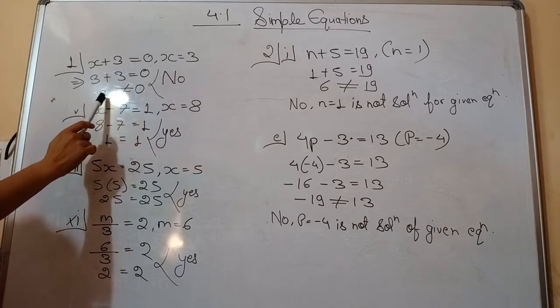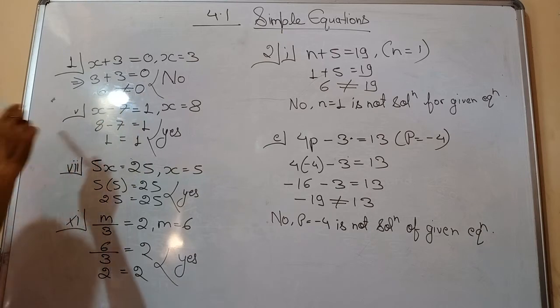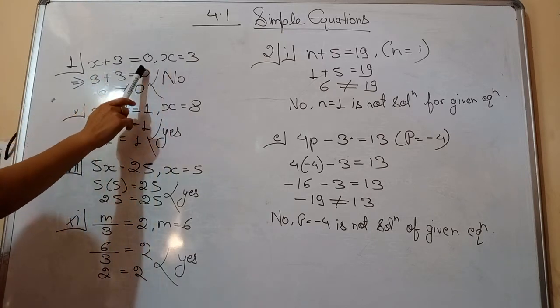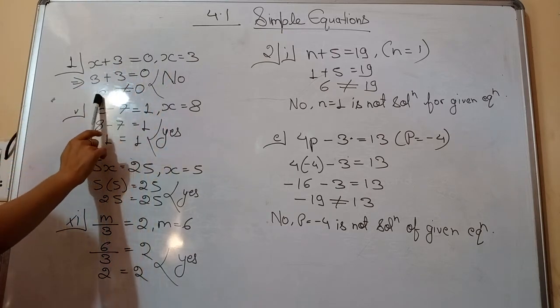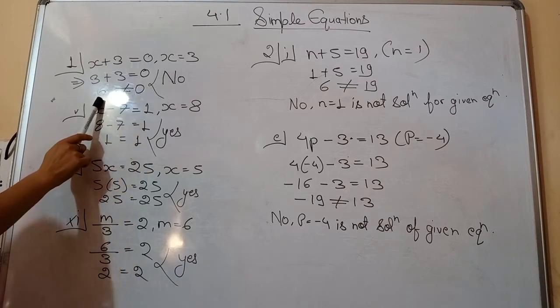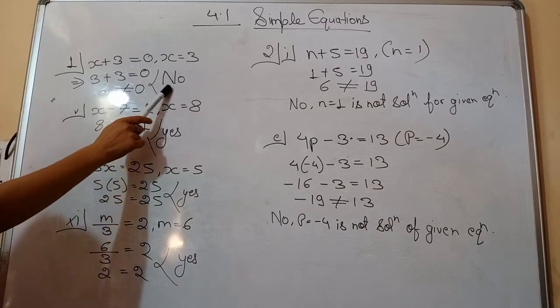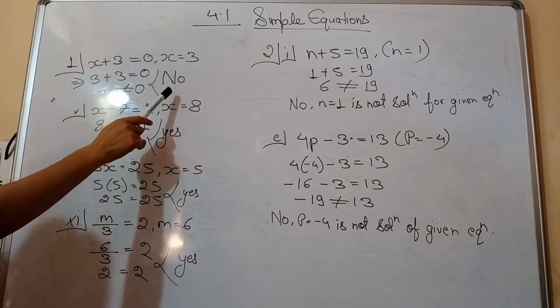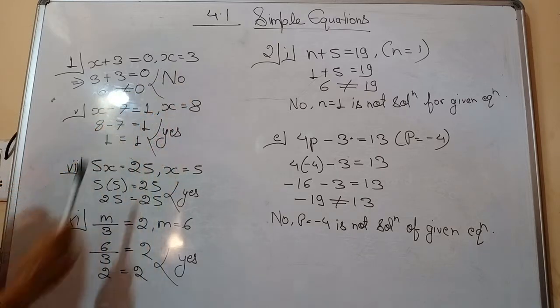But we know that 6 is not equal to 0. So we can say the value which is given for this equation is not correct, because this left hand side is not equal to right hand side. Or we can say LHS is not equal to RHS. So the answer is no. You have to fill the table, so you have to write in that table no.